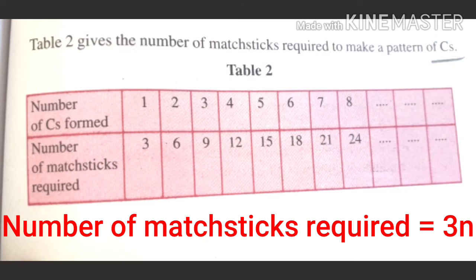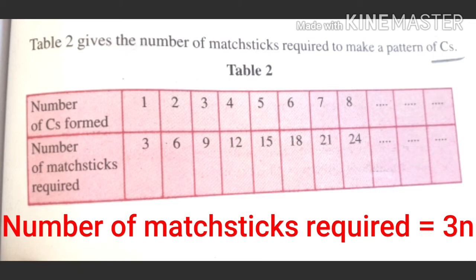Let n represent the number of Cs formed. For one C, how many matchsticks are required? 3 into 1 is 3 itself. For 6 Cs, how many matchsticks are required? 3 into 6 is 18. Like that, n is represented as a variable. It can be how many number of Cs we can form.